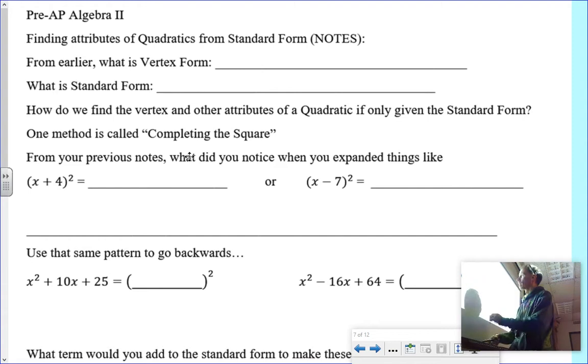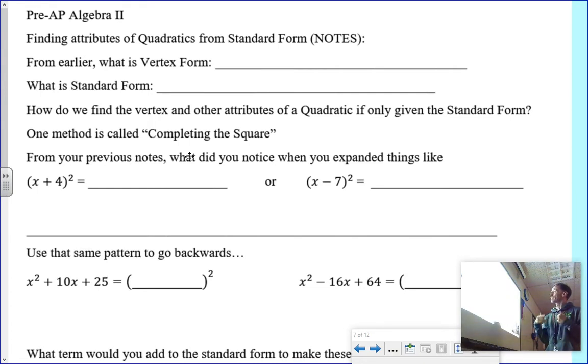So we're going to continue with our series on quadratics now. In the last video, we talked about how to convert from vertex form to standard form, just kind of by multiplying, combining like terms. Today, we're going to go backwards, and we're going to go from standard form back to vertex form in something called completing the square.